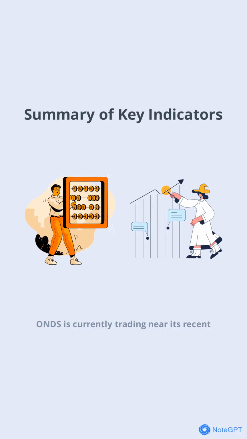To summarize, ONDS is currently trading near its recent highs with strong volume and positive momentum. However, several indicators suggest caution, including moderate trend strength and some signs of distribution. Support and resistance levels are well defined, and volatility remains elevated. Traders should use a combination of these signals to guide their decisions and manage risk effectively.